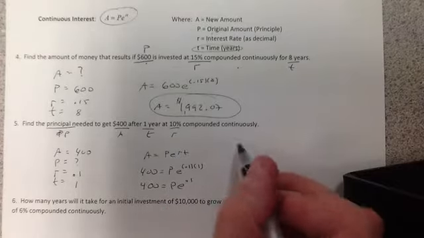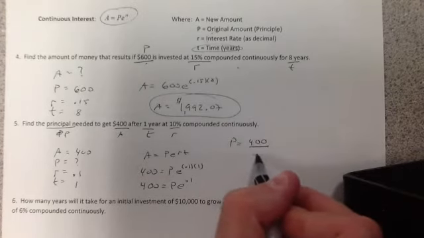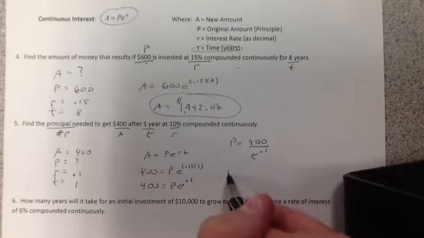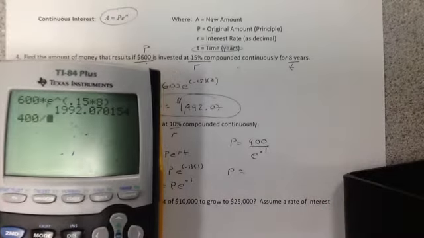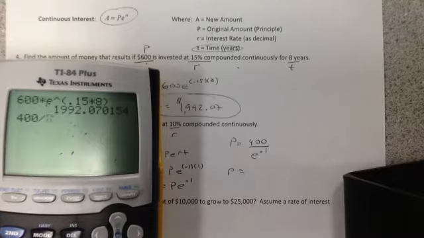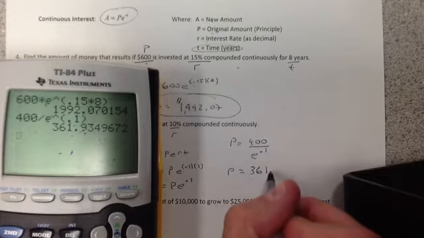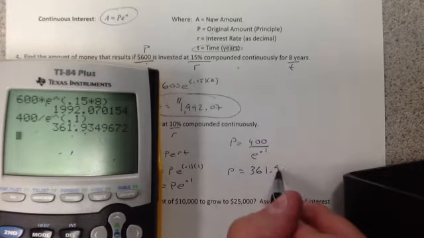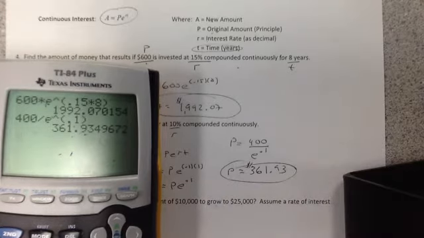So I'm going to divide. P equals 400 divided by e to the 0.1. Using your calculator, 400 divided by e to the 0.1. And we would need to invest $361.93. And there's our answer.